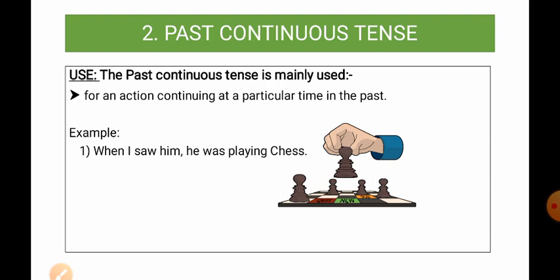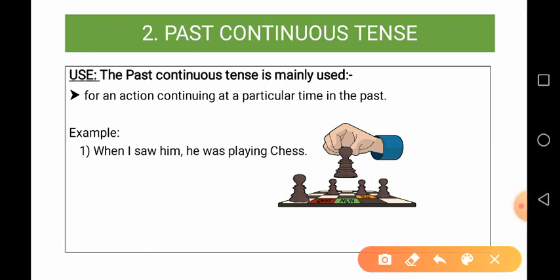Second is past continuous tense. The past continuous tense is used for an action continuing at a particular time in the past. See, an action continuing at a particular time in the past. Means something that was continuing at a particular point of time in the past. Got it? Okay. Now see an example.